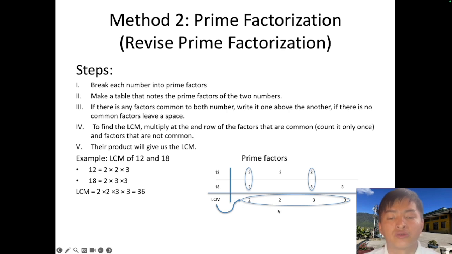And to find the LCM, all you have to do is multiply these prime factors here. So you'll get 2 times 2 times 3 times 3, which is 36. So that's how you use prime factorization to find LCM of the two numbers.